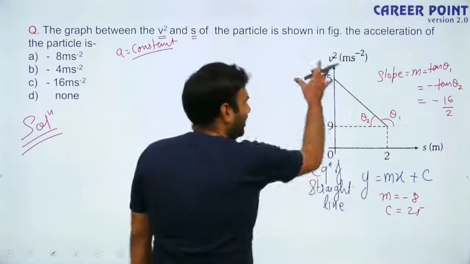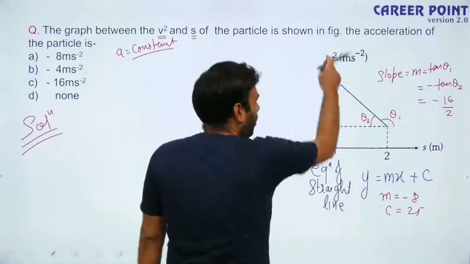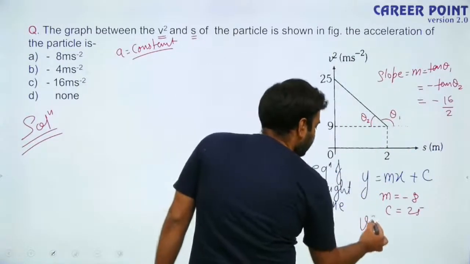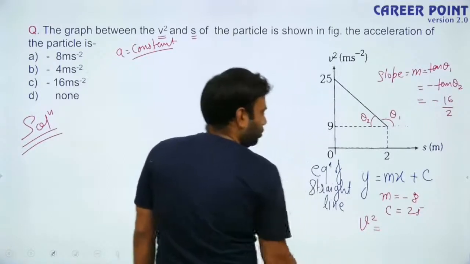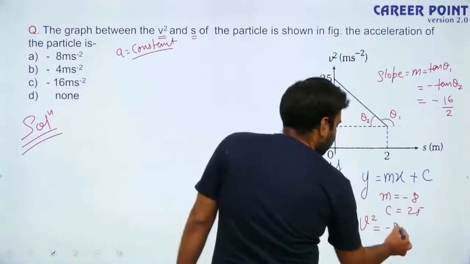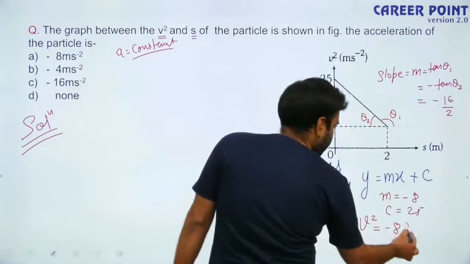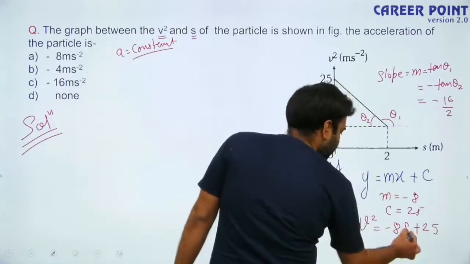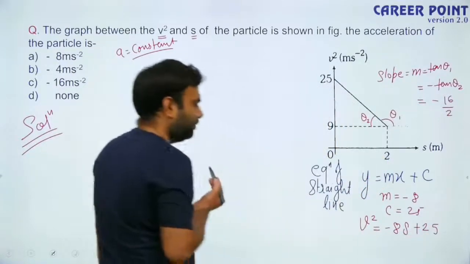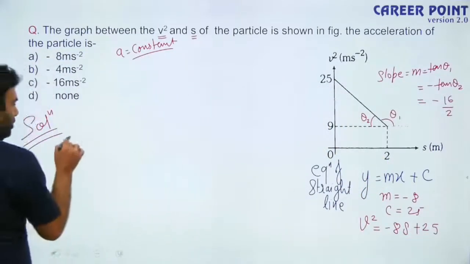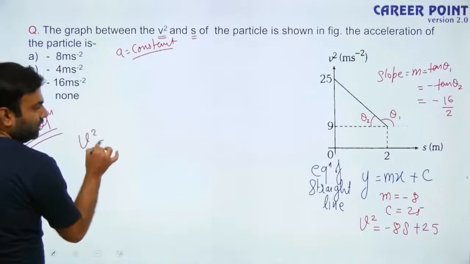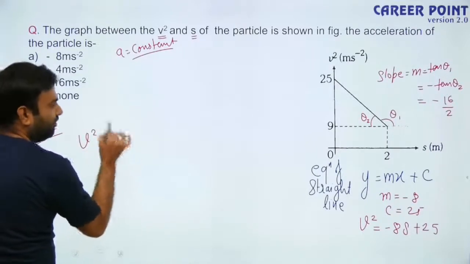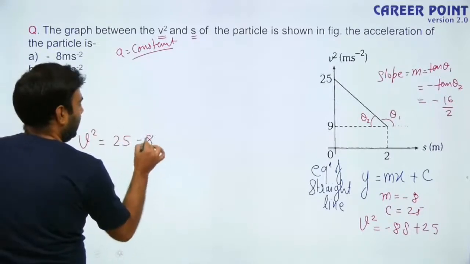Now we can write the complete equation. Instead of y, we have v square. So v square is equal to slope minus 8 into x, we have displacement s, plus 25. This is s and this is 25. Okay. So we have the equation that v square is equal to 25 minus 8s.